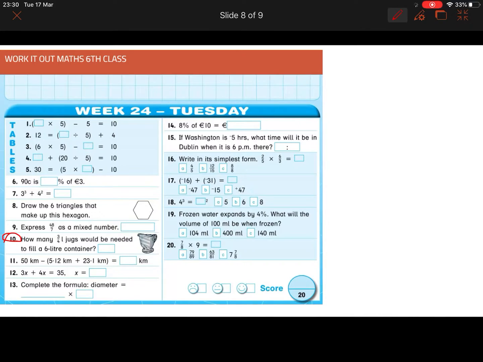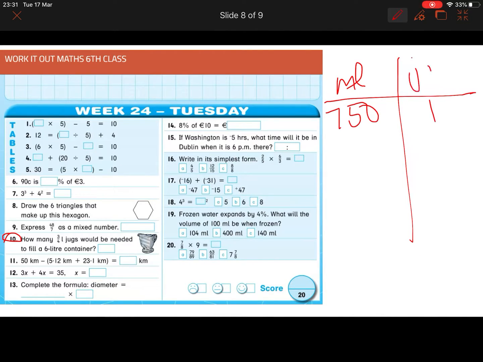Let's look at number 10. How many 3/4 of a litre jugs will be needed to fill a 6 litre container? The easiest way to do this is do it as a T-chart. Let's change this into millilitres, and 3/4 is going to be 750. So that's one jug. How much would it be for 2? How much would it be for 3? And keep going until you get close to your container. Okay, I think that would be the easiest. The T-chart strategy is definitely the easiest for this.